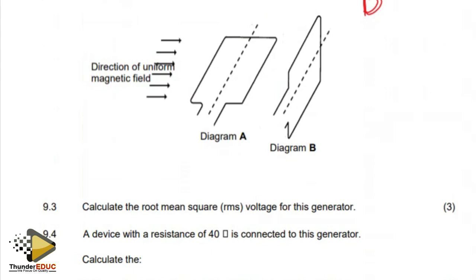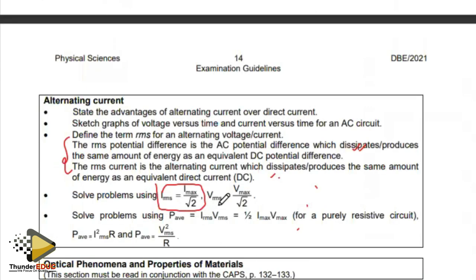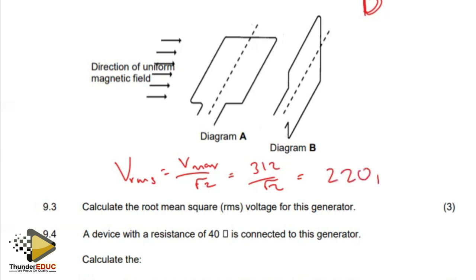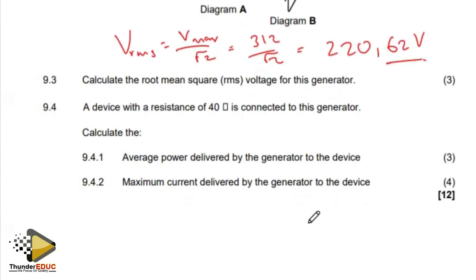Then they want us to calculate the root mean square voltage of this generator. From these formulas, Vrms is going to be Vmax over root 2. So it was 312 over square root of 2. Let's put that into our calculators. I'm getting 220.62 volts.